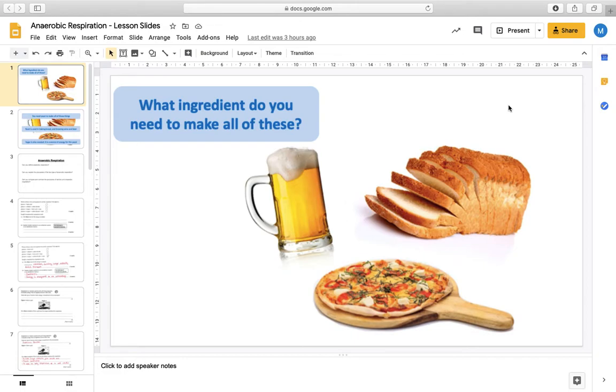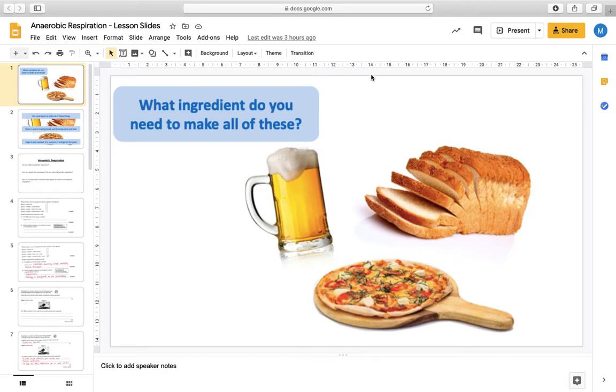Hello and welcome to this second lesson on the topic B9 where we're looking at respiration. In the previous lesson we looked at respiration and more specifically aerobic respiration. We spoke about why respiration is important and why cells need to carry out respiration.